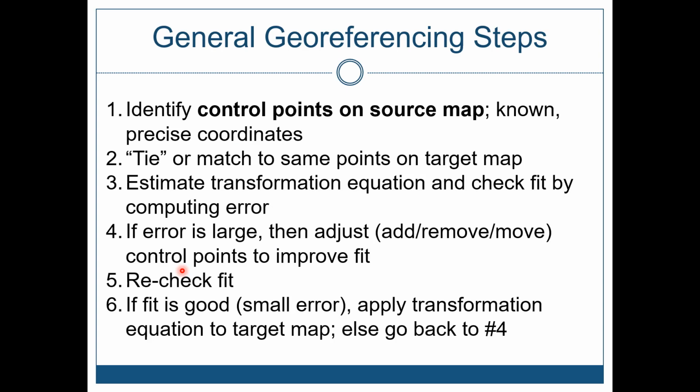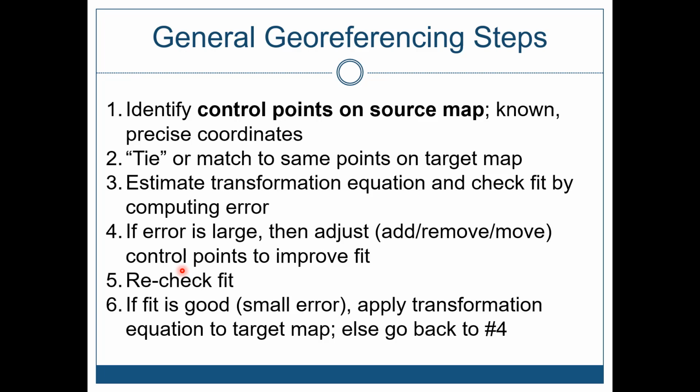And again, the steps of this are pretty straightforward. Basically, you're identifying control points on the source map, the map that has coordinates. You identify good control points on that map. And then you find the same exact locations on the map that does not have the coordinate system tied to it. And you tie or match or basically connect those points together.